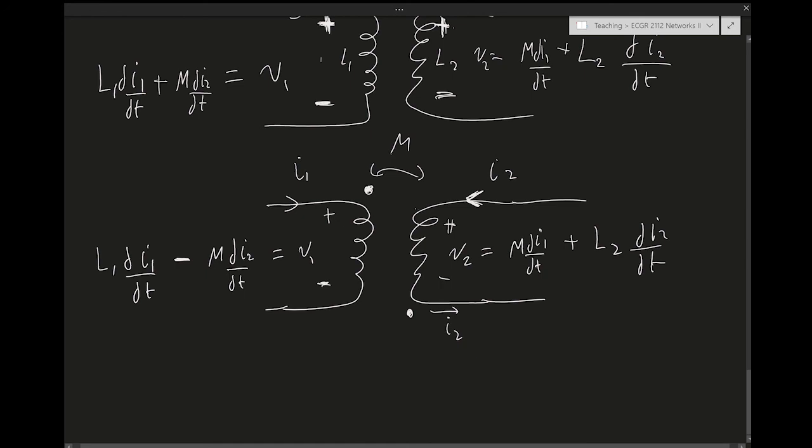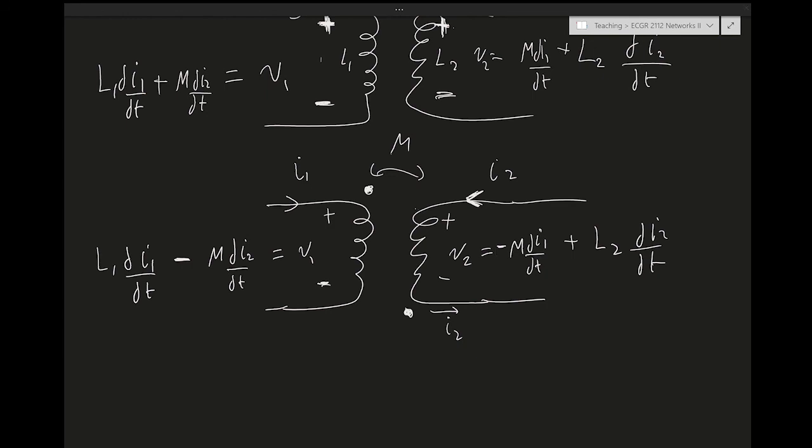But we are still not done. We have to check the polarity of V2. The polarity of V2, notice, is opposite the polarity of the dot in coil 2, right? The dot is going from here to here. The polarity of the dot is opposite the polarity of V2. So this introduces a negative sign. So we need to put minus M di1 by dt. Right? I hope it's clear.